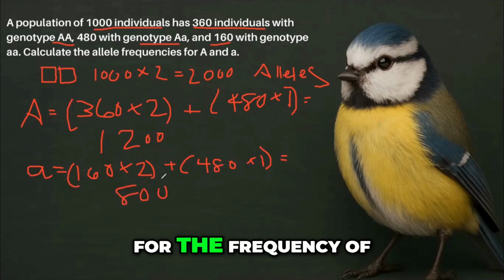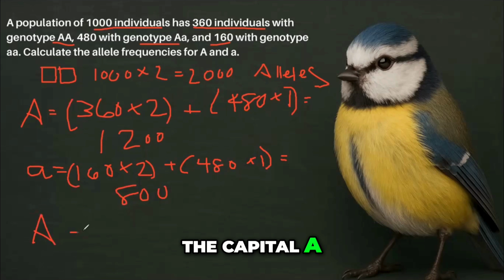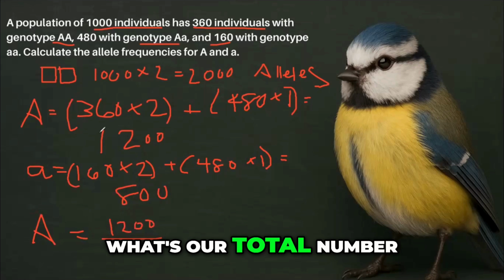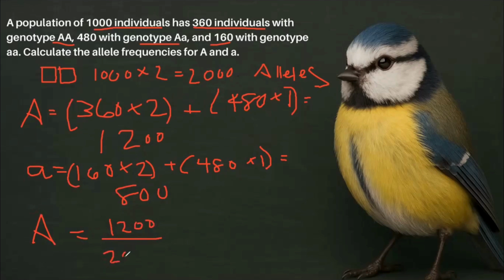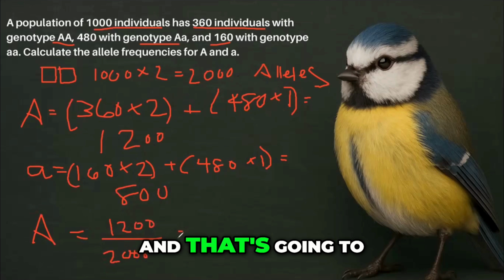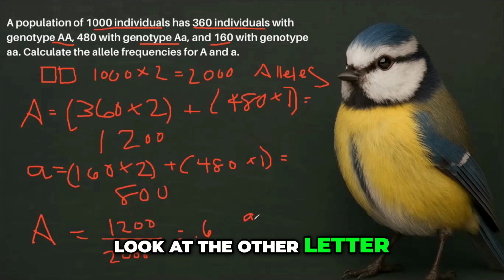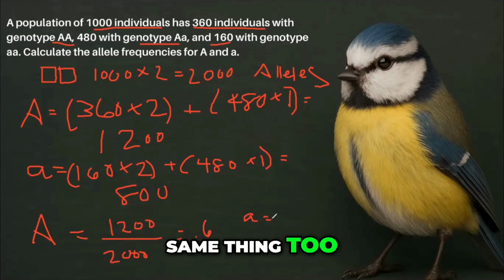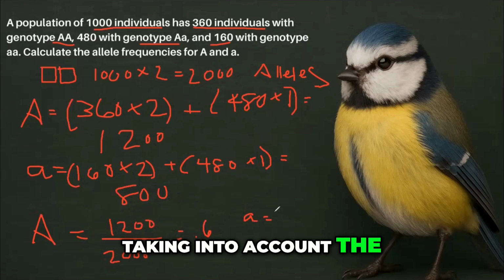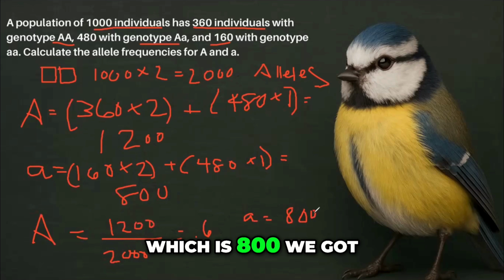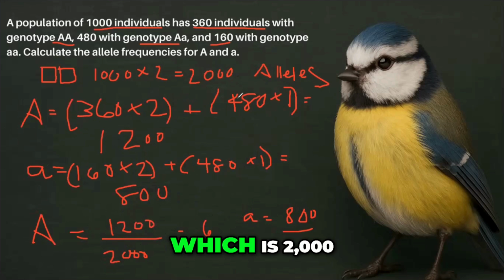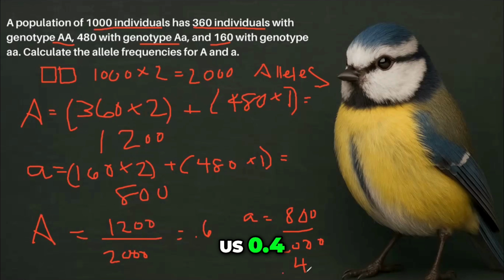So when they're asking for the frequency of the capital A, remember it's part over total, right? So what's our part here? We have 1,200. What's our total number of alleles? 2,000. And that's going to give us 0.6. If we take a look at the other letter, which is lowercase a, we could do the same thing too, taking into account the lower letter, which is 800 over our total, which is 2,000. And that will give us 0.4.